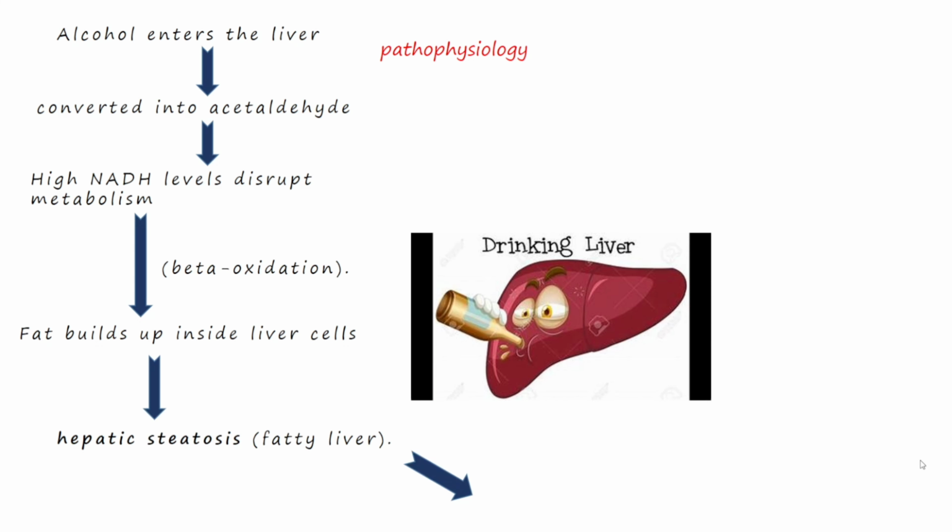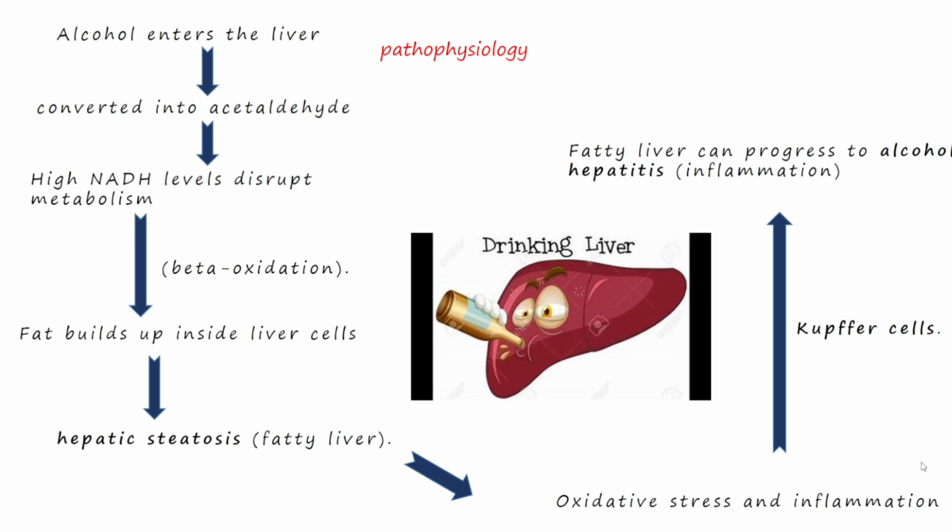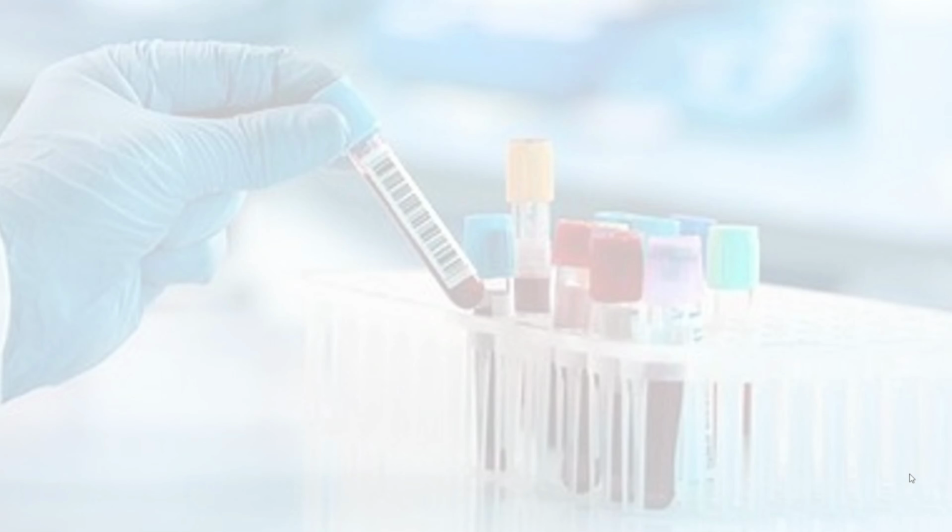Meanwhile, acetaldehyde and the excess fat also cause oxidative stress, which means harmful free radicals start damaging the cells. This damage triggers inflammation and activates immune cells in the liver, especially Kupffer cells. If alcohol use continues, this simple fat buildup can progress to alcoholic hepatitis and eventually to cirrhosis, which is irreversible scarring of the liver.